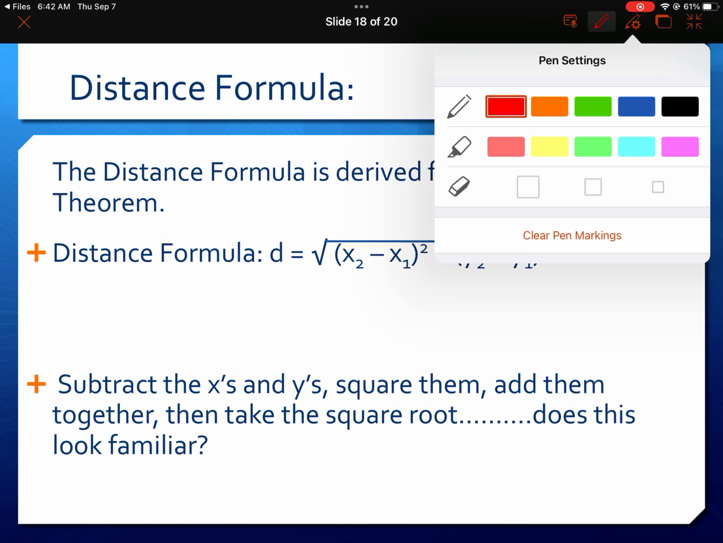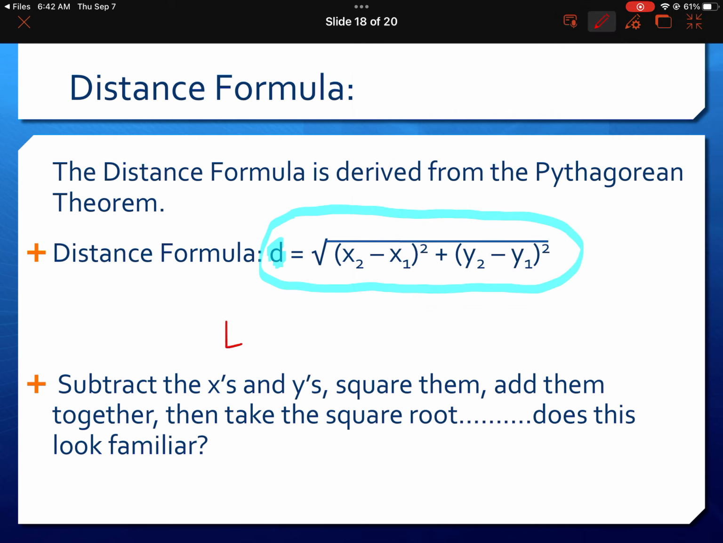That lowercase d right there stands for distance. On that previous problem, we wanted to find the distance from E to F, so you could also write it like that. And this looks like a complicated formula. You're taking the square root of some stuff. The first thing you're going to do is subtract your x values. Whatever you get, you square it.